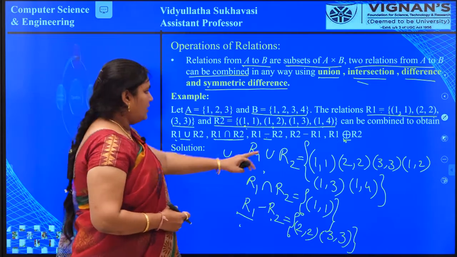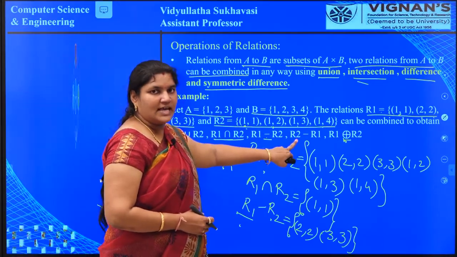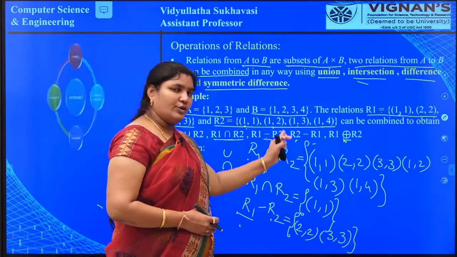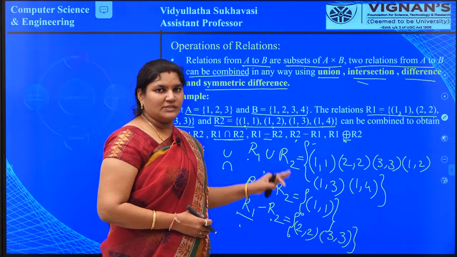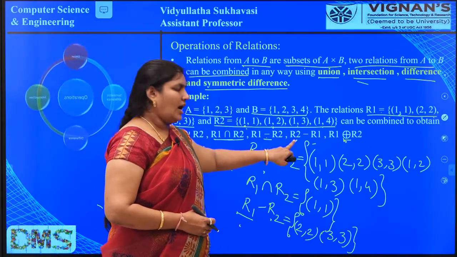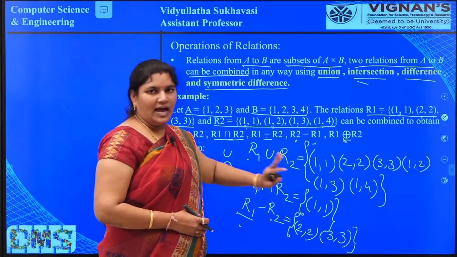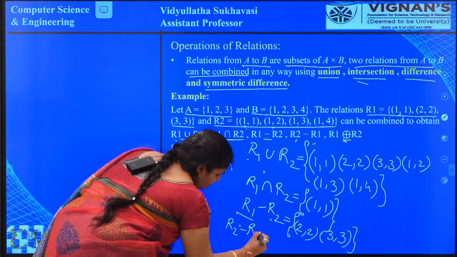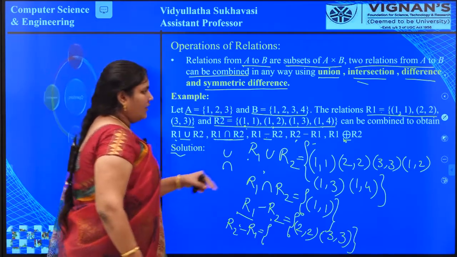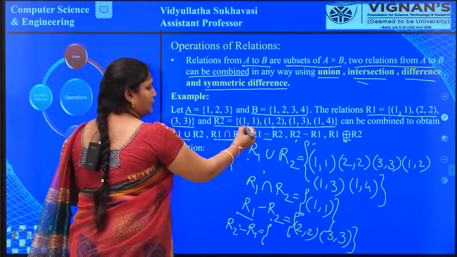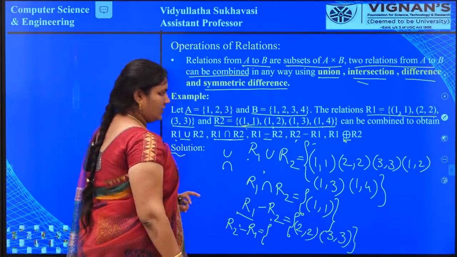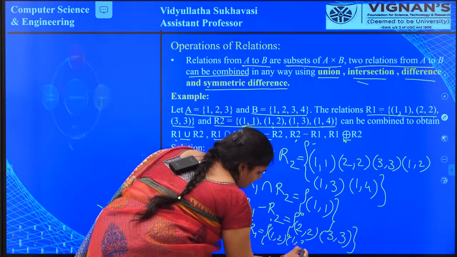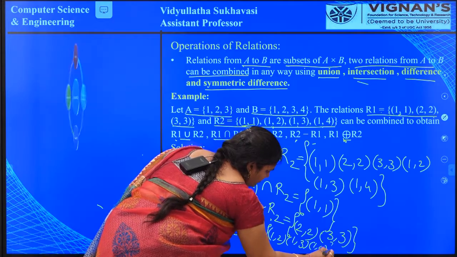Okay. In the next problem, that is R2 minus R1, it is the opposite of this. We need to remove the common element, and we need to specify only the remaining elements of R2. We don't specify R1 elements. So now what is R2 minus R1? We need to remove the common element, that is 1 comma 1 should be removed. And what are the remaining elements? 1 comma 2, 1 comma 3, 1 comma 4. So this is the answer for R2 minus R1.